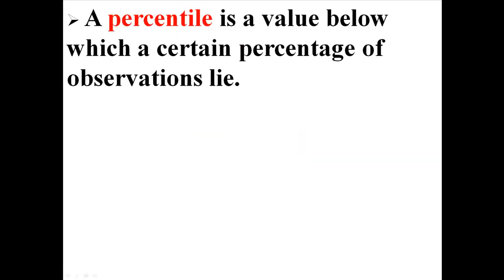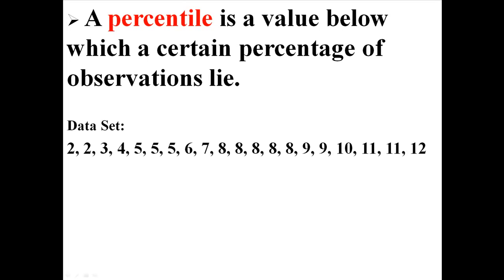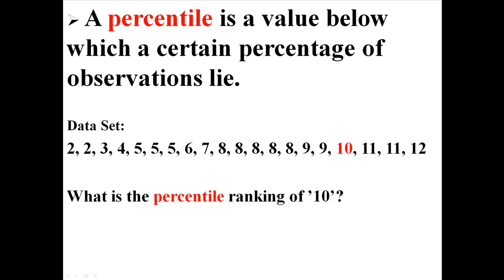Now, a percentile is a value below which a certain percentage of the observations lie. So let me show you what that means. Here's a longer data set. It goes from 2, 2, 3, all the way up to 11, 12. Now, I could ask you, what is the percentile ranking of 10? Basically I want to know what percentage of scores lie below that. So all the numbers here in blue are scores that are below 10.